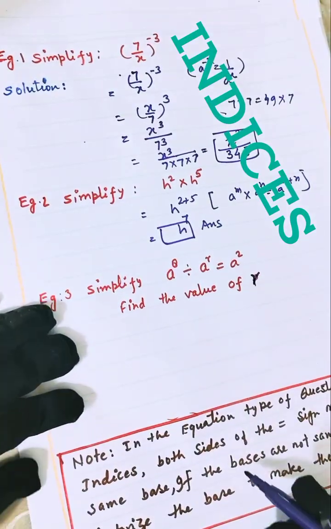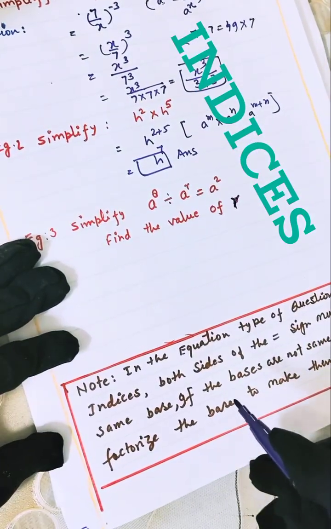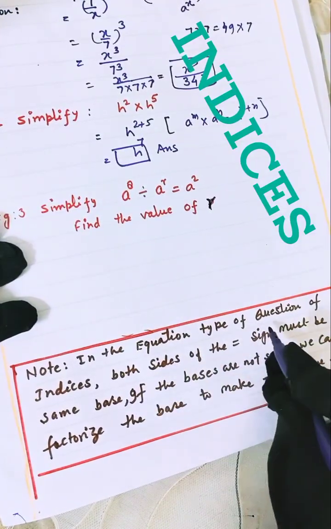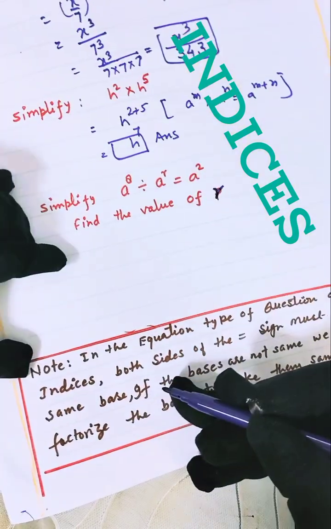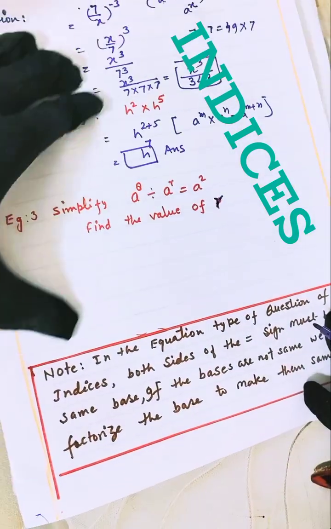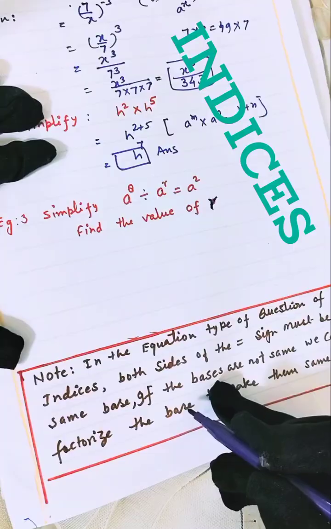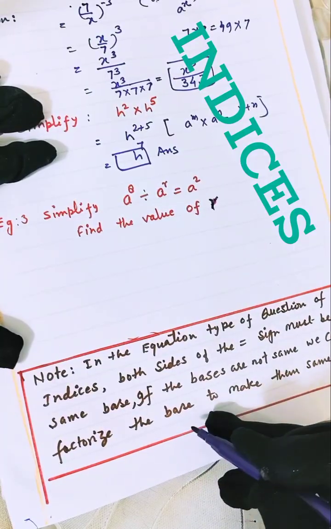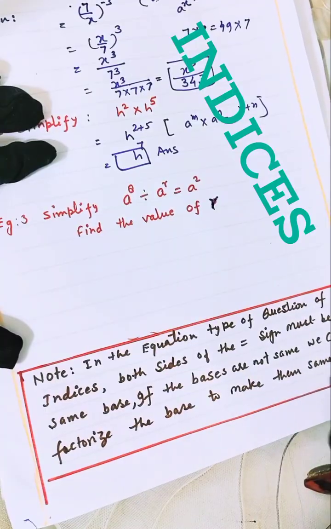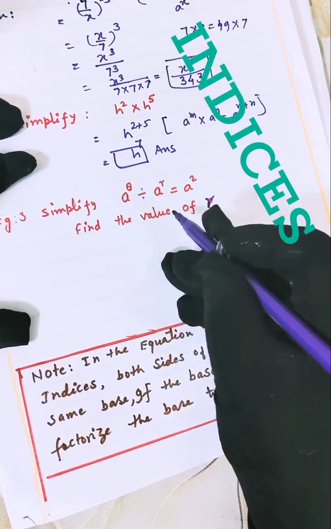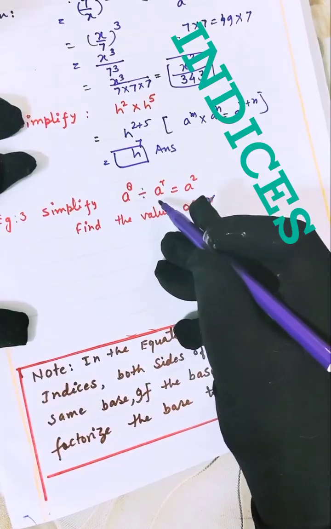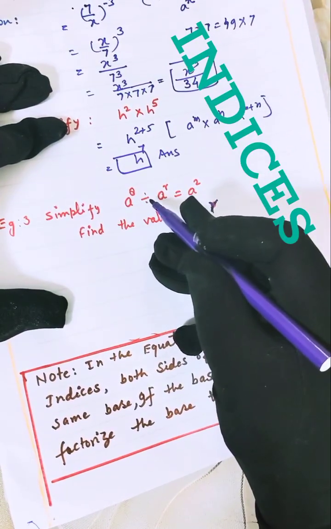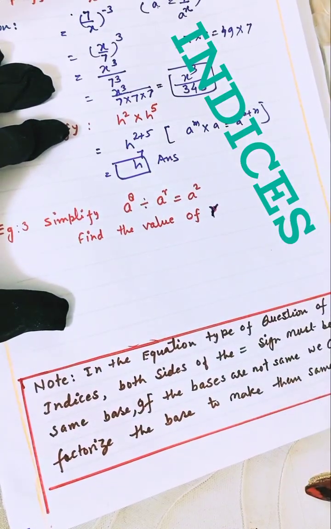This is the rule. I have written a note for you for solving this question; you should keep it in mind. In an equation type of question of indices, both sides of the sign must have the same base. If the bases are not the same, we can factorize the base to make them the same. Guys, here there is no need to factorize. Here the bases are the same, so we will equate. First of all, we will use the identity on the left hand side.